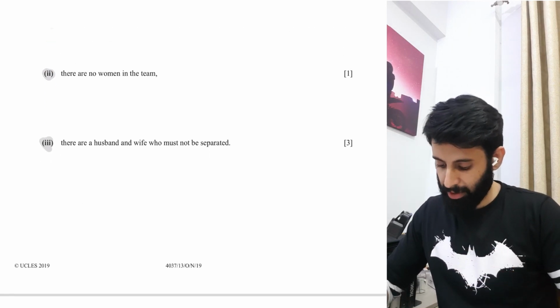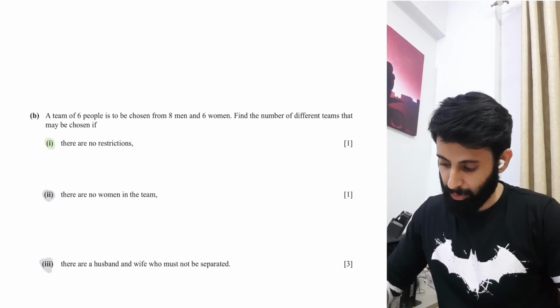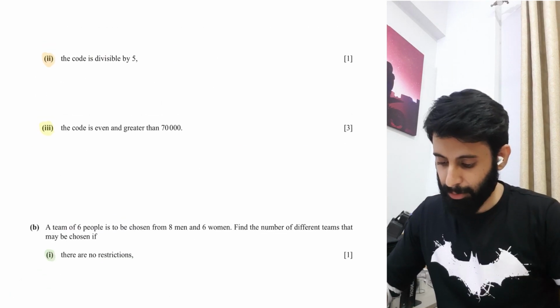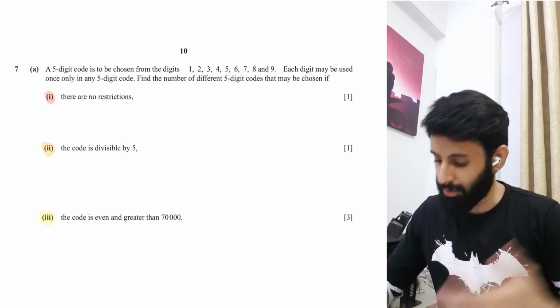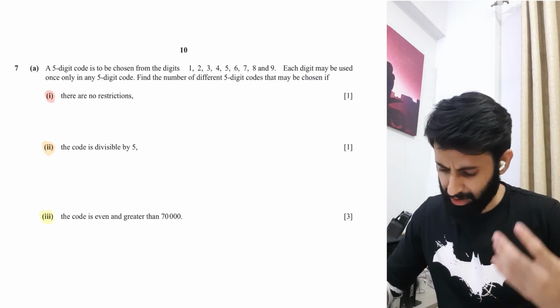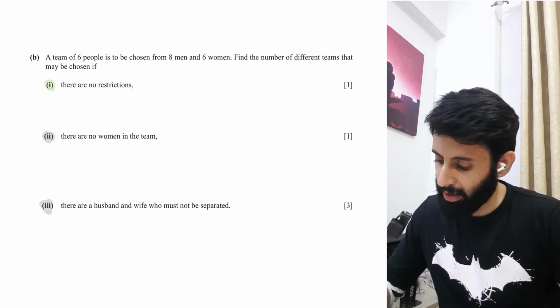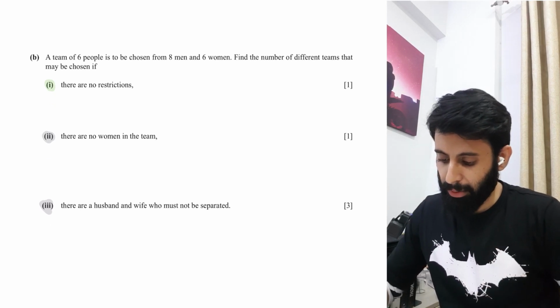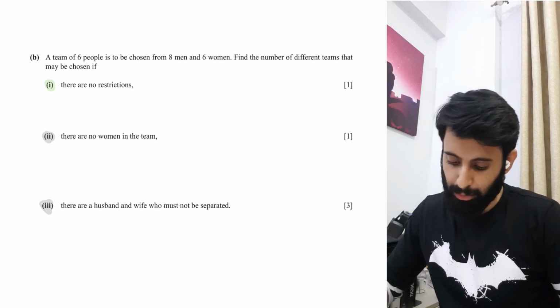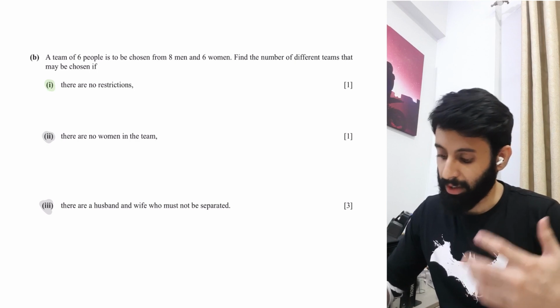And that's October-November 2019, paper 1, variant 3. It's part B. The reason why I'm not solving part A is because it's very similar to a question that we just solved. In fact, I think it's exactly the same, or maybe you guys find out. Okay, so it says a team of 6 people is to be chosen from 8 men and 14 women. Find the number of different teams that may be chosen if there are no restrictions.